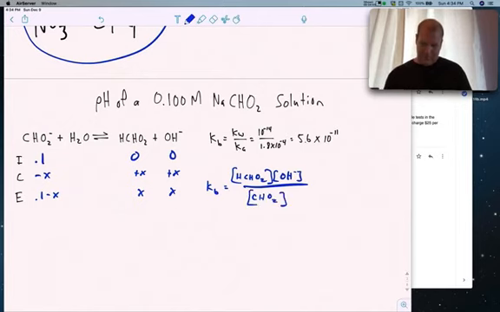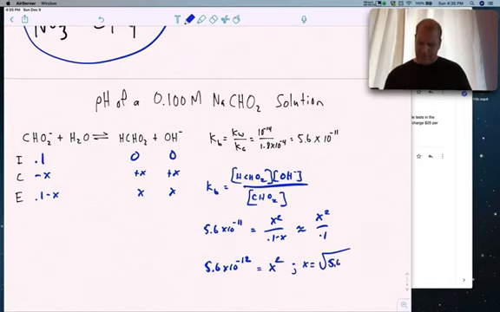CHO2, like that. And we know that's 5.6 times 10 to the minus 11 equals x squared over 0.1 minus x, which is approximately x squared over 0.1. So that means 5.6 times 10 to the minus 12 equals x squared, or x equals the square root of 5.6 times 10 to the minus 12. So it's going to be 2 point something times 10 to the minus 6.